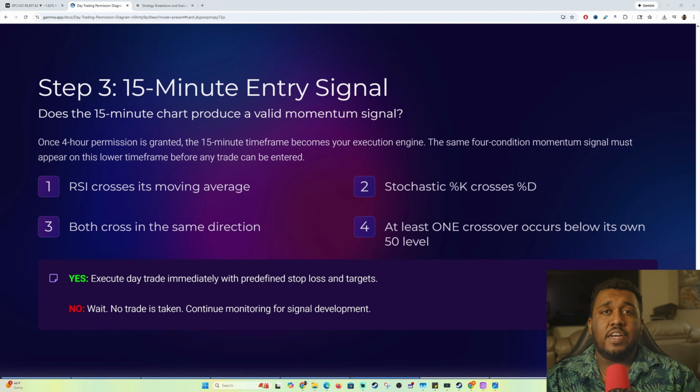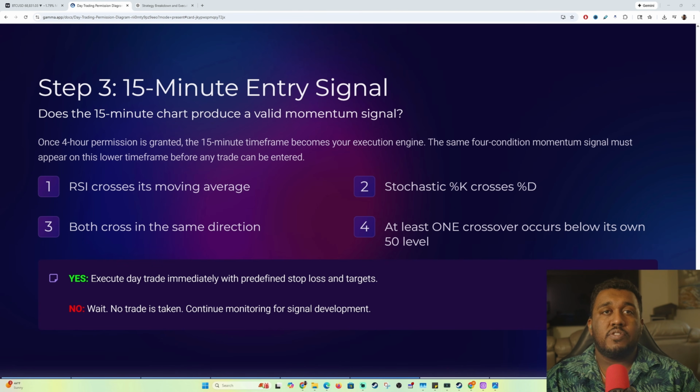So this is where we actually start looking at the day trading signals. They're very easy buy and sell signals. Step 3 is going to be the 15-minute entry signal. Once the 4-hour permission is granted, the 15-minute time frame becomes your execution engine, your trading engine. The same 4-condition momentum signal must appear again on this time frame for you to buy or short.